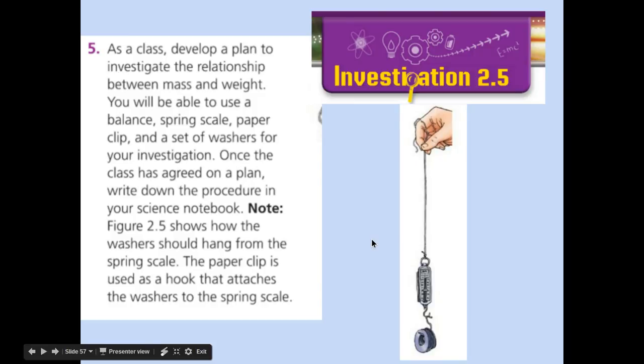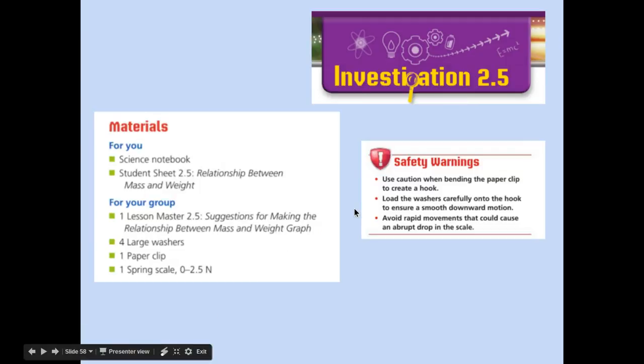So part of your lab today, you're going to be working as a class. Your teacher will be leading you to develop a plan to investigate the relationship between mass and weight. Off to the right, you can kind of see what we're going to give you. We're going to give you a spring scale. We're going to give you a paper clip to kind of hold some washers. And we're going to kind of create a plan as a group. Then you're going to be investigating the relationship between mass and weight using some washers.